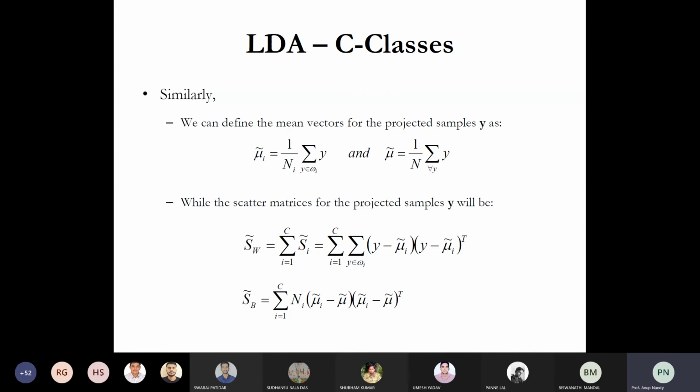Now for the scatter matrices, you have to compute the within class scatter and the between class scatter. For the scatter matrix of the projected samples, SW tilde is equal to summation of i is equal to 1 to C of Si tilde, which is nothing but the outer summation over i from 1 to C, for all the classes, and the inner summation is over y of (y minus mu i hat) into (y minus mu i hat) transpose, the way that we have done. And SB tilde is equal to summation of i is equal to 1 to C of Ni into (mu i hat minus mu hat) into (mu i hat minus mu hat) transpose. That's it.